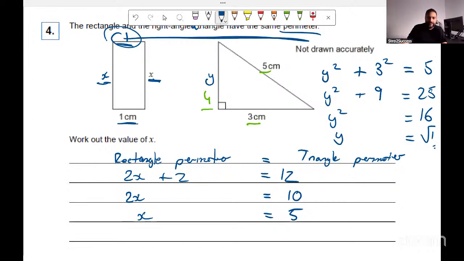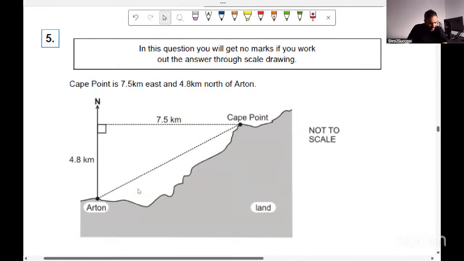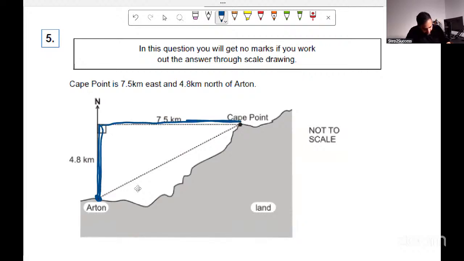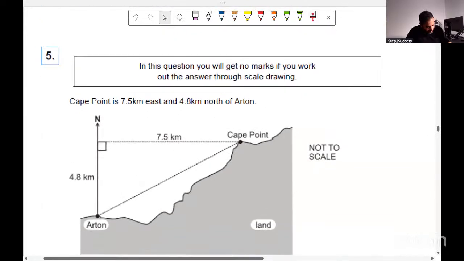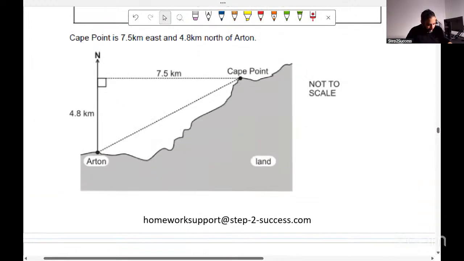Can we also do question 5? Oh, sure. Cape Point is 7.5 kilometers east and 4.8 kilometers north of Arton. There's Arton, where that is. So there's your 4.8 kilometers north and then 7.5 kilometers east. The question is, surely, to work out the distance. Yes, calculate the direct distance from Arton to Cape Point.